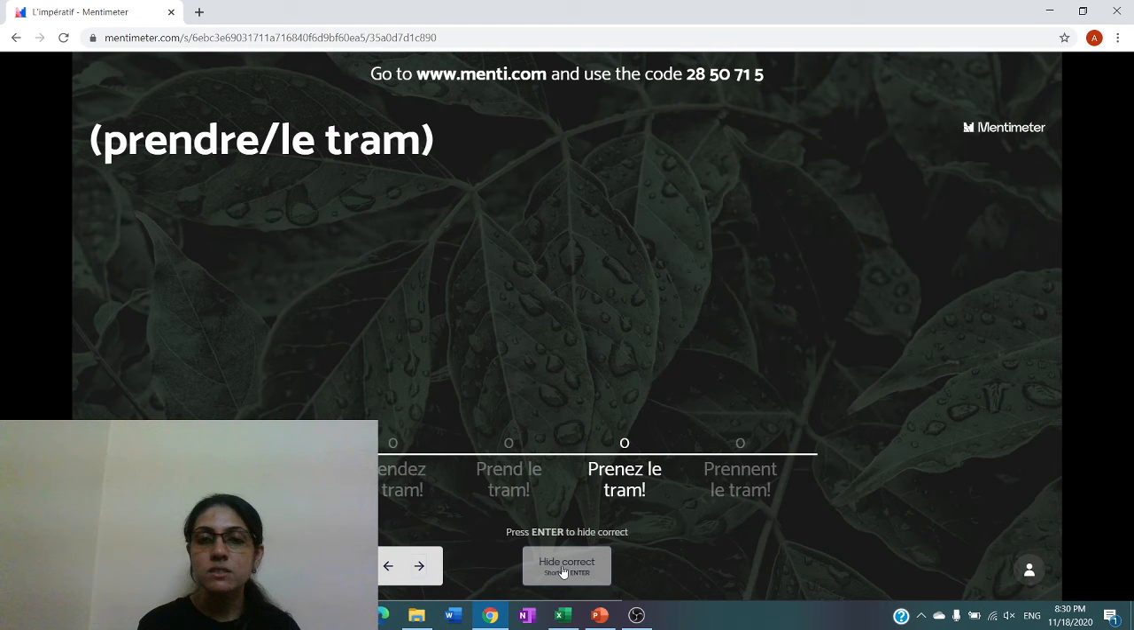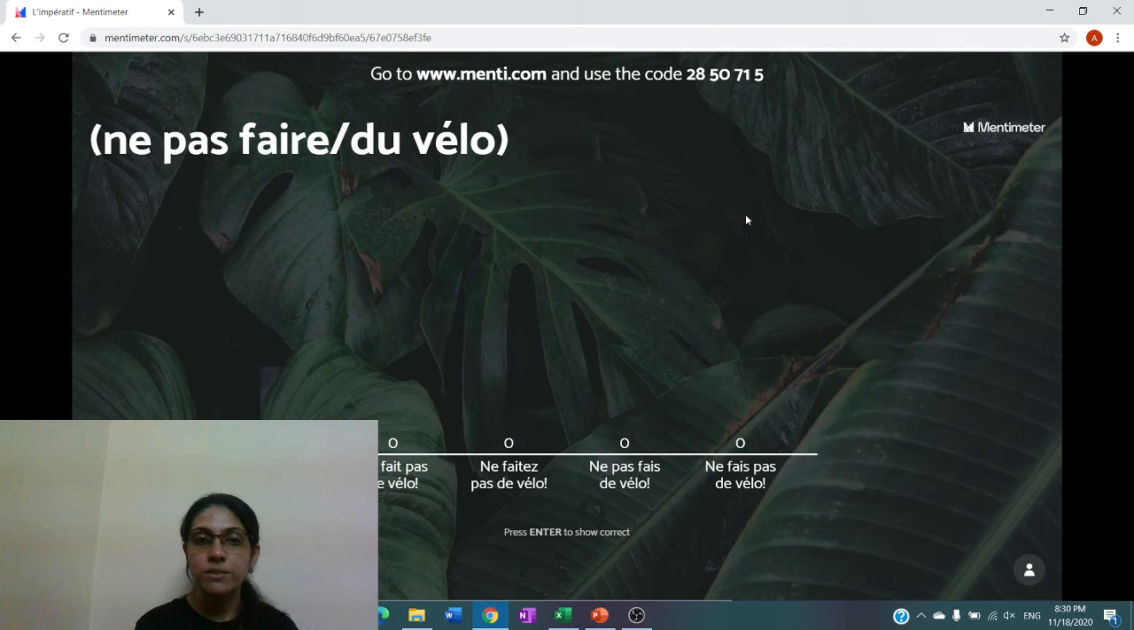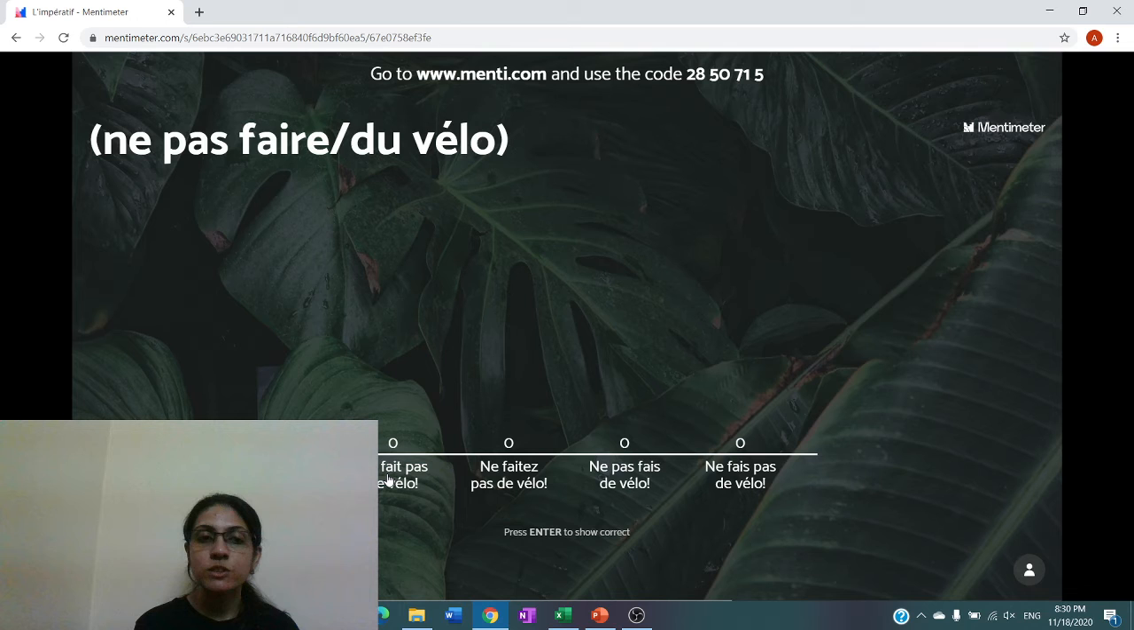Then is ne pas faire du vélo. Ne pas faire du vélo. So this is in the negative form, ne pas faire. See, first one, ne fait pas de vélo, ne faites pas de vélo, ne pas fait de vélo, ne fais pas de vélo. So which one is correct over here?